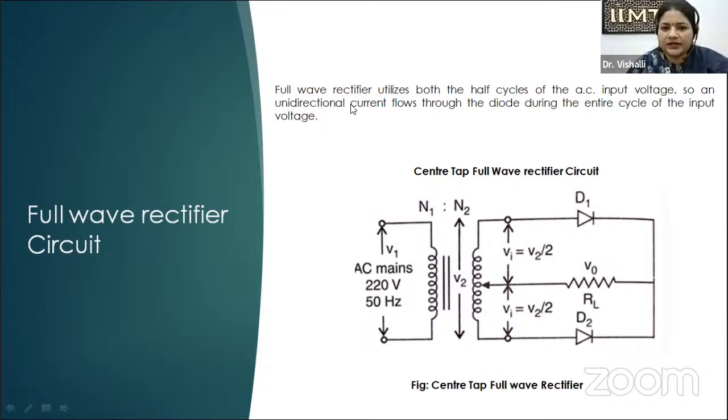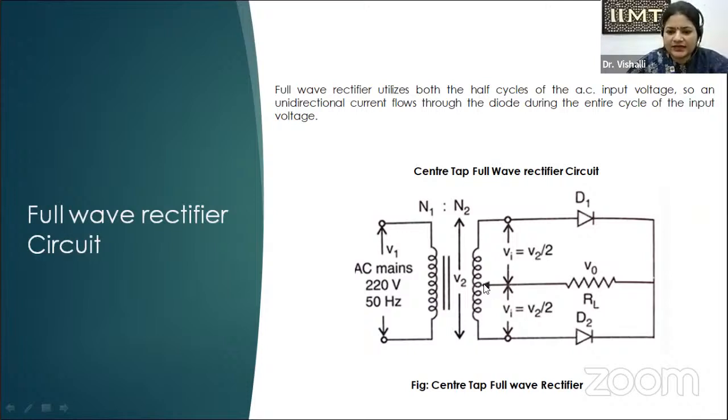As I have told earlier, the full wave rectifier is categorized into two types: one is the center tap full wave rectifier and the other is the bridge rectifier. What is there in the center tap full wave rectifier? The transformer is the same, and we apply the AC input through the transformer to the rectifier circuit. In this circuit we use two diodes, with the load RL between them, across which the output voltage is obtained. And secondly, the main point is that in the secondary winding we use a center tap arrangement.